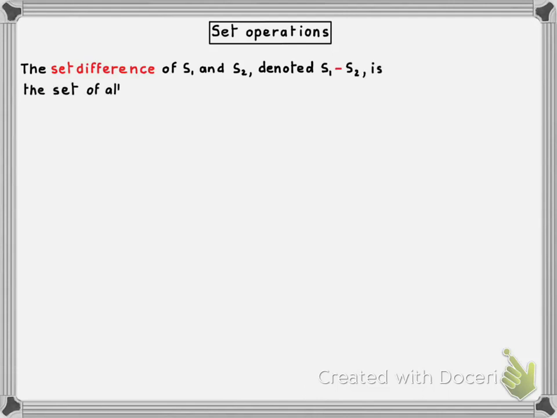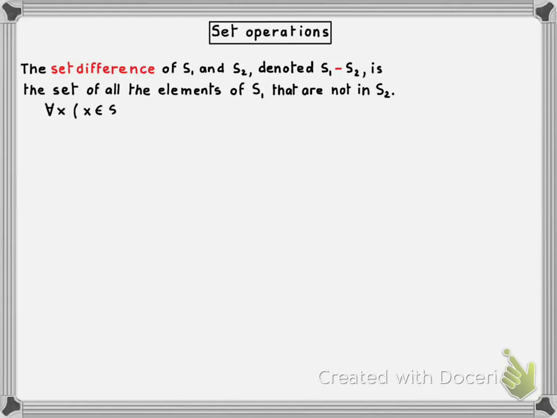Welcome back to this lecture on set operations. In the second segment, we will introduce two new set operations. First is the set difference of two sets S1 and S2, which is denoted like a regular subtraction, except it applies to sets instead of numbers. So by definition, S1 minus S2 is the set of all the elements of S1 that are not in S2.